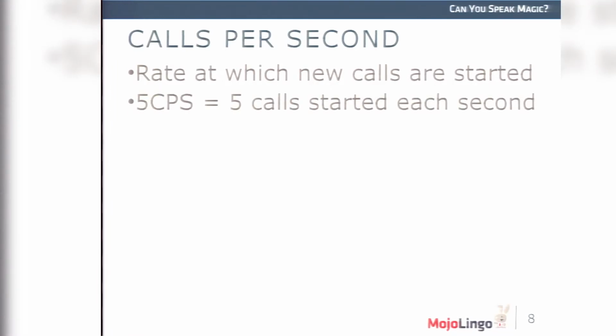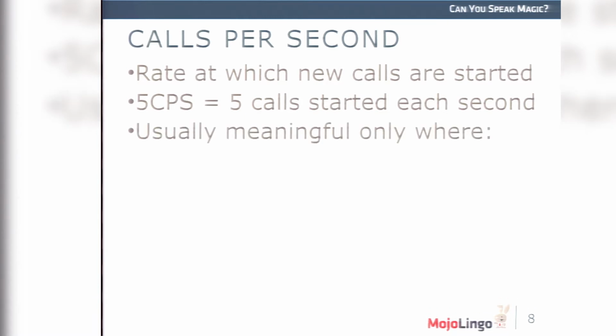So first, let's talk very quickly about terminology. There are two main things that you probably care about: calls per second and concurrent calls. So I'll explain each one of those. Calls per second, pretty straightforward. It's the rate at which new calls are started. So if you're dealing with 5 CPS, then every second you're getting 5 additional new calls being set up.